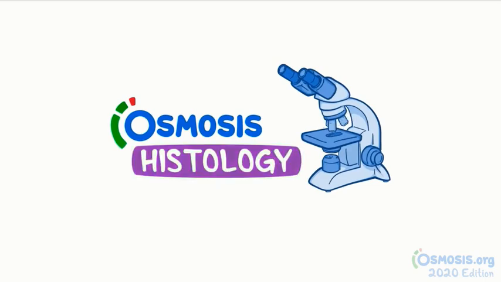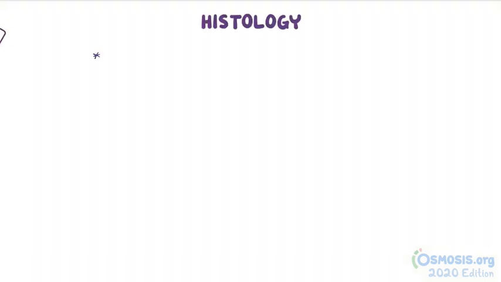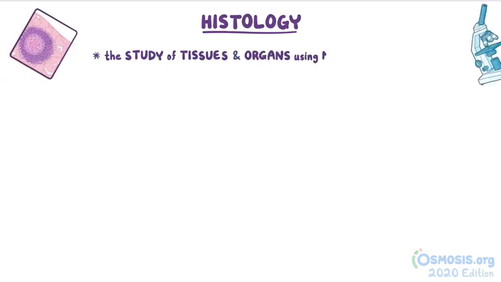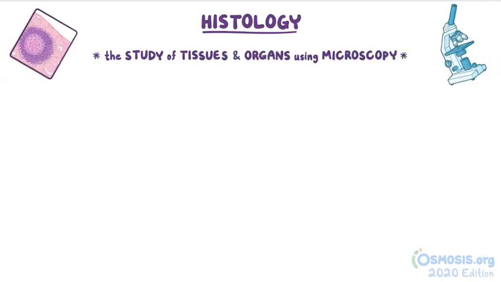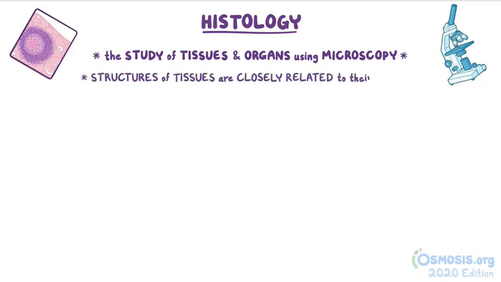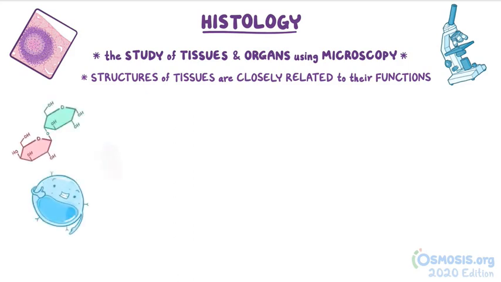Now, let's get a closer look. Histology is the study of tissues and organs using microscopy. Similar to the phrase form follows function, the structures of human tissues are closely related to their functions. By integrating histology with other disciplines, such as biochemistry, cell biology, and physiology, we can gain a much better understanding of how the body functions.